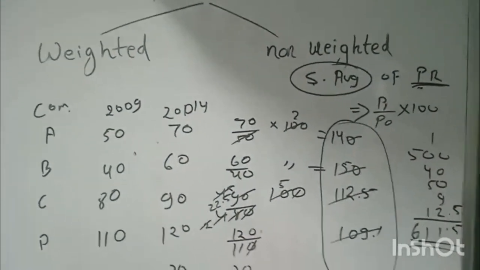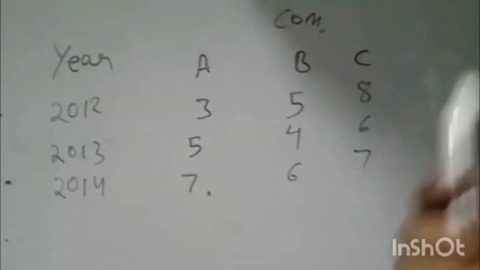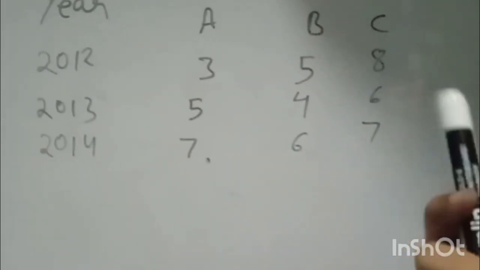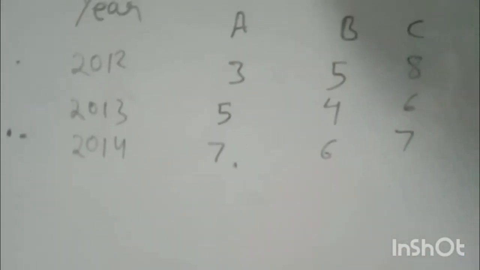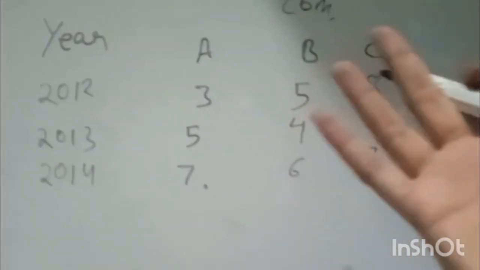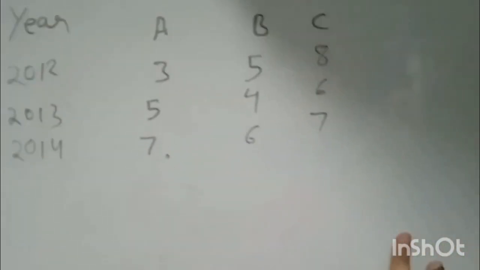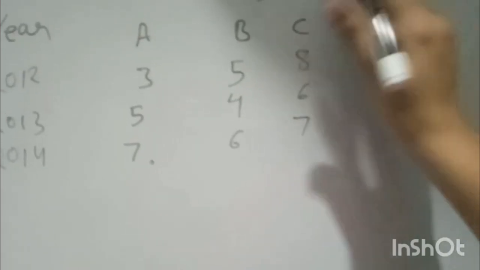Okay friends, in the previous video we saw how to solve the problems with unweighted methods. Now there's another question and it is a bit tricky one. We have to construct a table from this given table. It was given in a question and now we have to construct a meaningful table so that we can solve this using the price relative method, the simple average of price relative method.